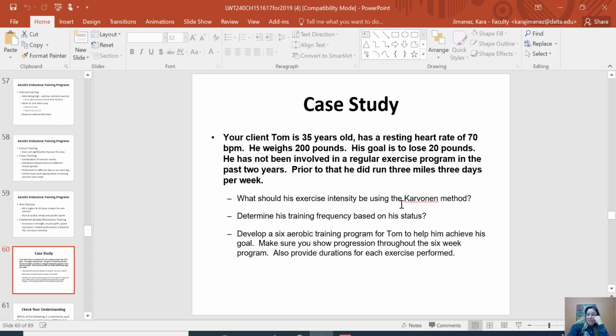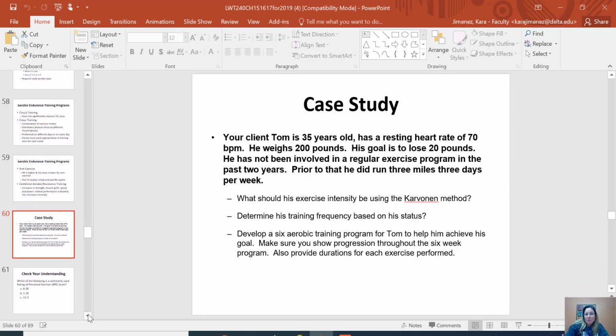So what is his intensity using the Karvonen method? So the 70 to 85% of the, or I'm sorry, Karvonen is 50 to 85% of the heart rate reserve. What's his recommended frequency based on his status? And then develop a 6-week just aerobic training program showing progressions. Okay, so I'd like you to have some answers to those 3 questions tomorrow that you can share with the rest of the class.